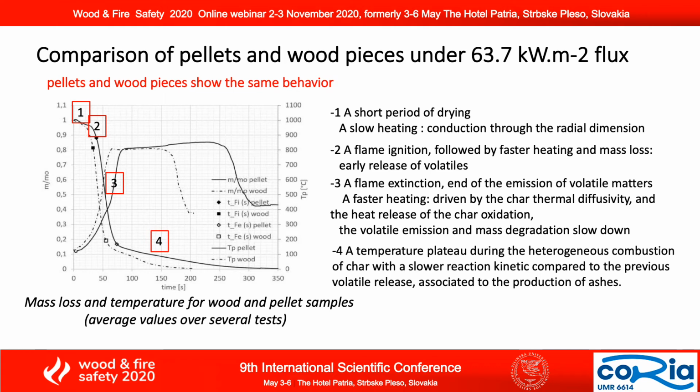After that, at time 3, we have a flame extinction corresponding to the end of the emission of volatiles, and also a faster heating, which is driven by the char oxidation. Finally, during period 4, we have a slow decrease of the mass, corresponding to the char oxidation, and a slow increase of the temperature.